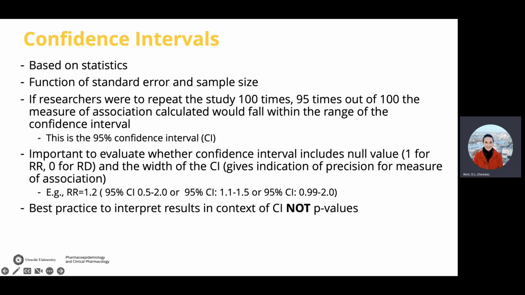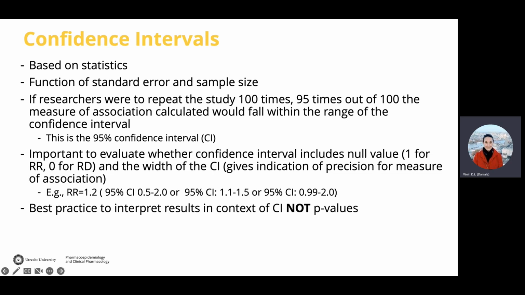But if we looked at this confidence interval here, which ranges from 1.1 to 1.5, the entire range of the confidence interval is above the null value. So we'd be a lot more confident in suggesting that the intervention group did indeed increase the risk of the outcome compared to the control group.